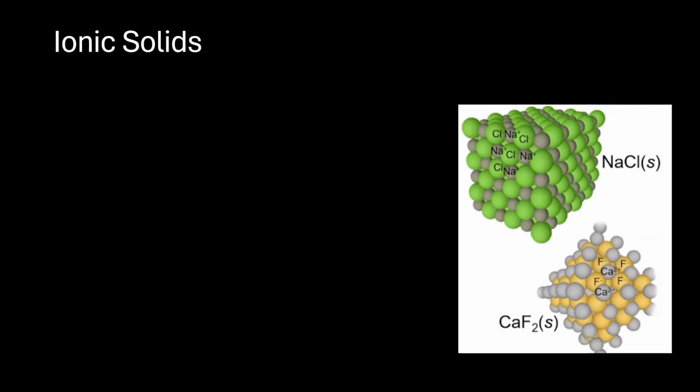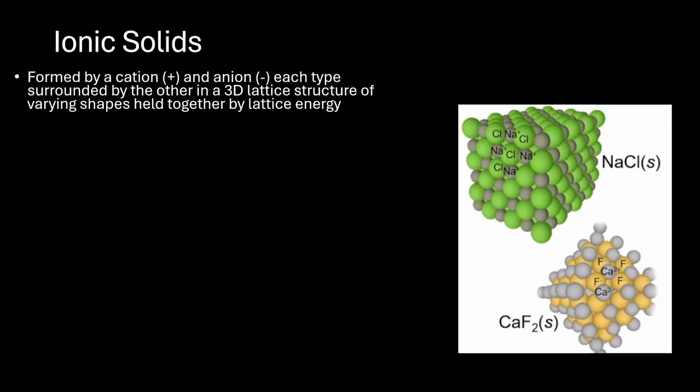So let's first talk about ionic solids. Ionic solids are formed by a cation, remember, that's a positive ion, and an anion, which is a negative ion. Each type is going to be surrounded by the other in a 3D lattice structure of varying shapes held together by lattice energy. We see this in the picture over here. For NaCl, it's going to look like this, where we have 1 positive sodium for every 1 negative chlorine atom, with the negatives sitting next to our positively charged cations and vice versa.